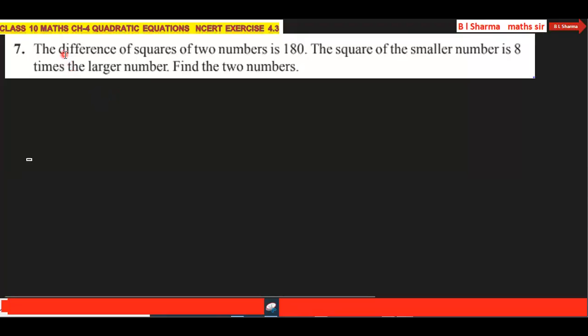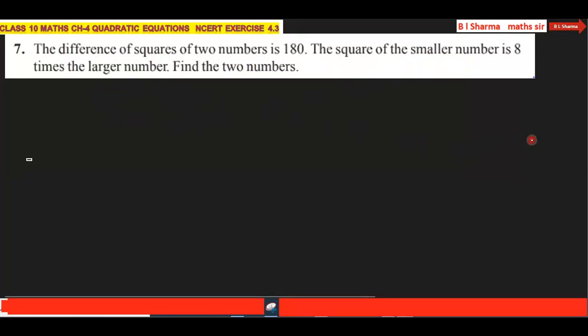क्वेश्चन नंबर 7. The difference of squares of two numbers is 180. दो नंबर है और उनका टू नंबर्स का जो डिफरेंस लेंगे दोनों के स्क्वायर का, वो 180 है. The square of the smaller number is 8 times the larger number. Find the two numbers.